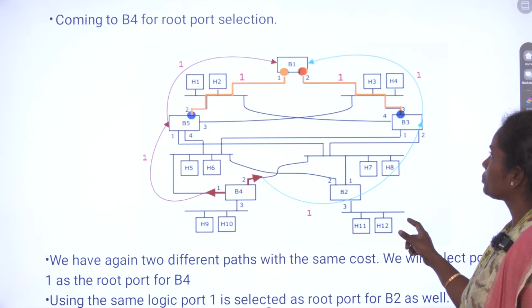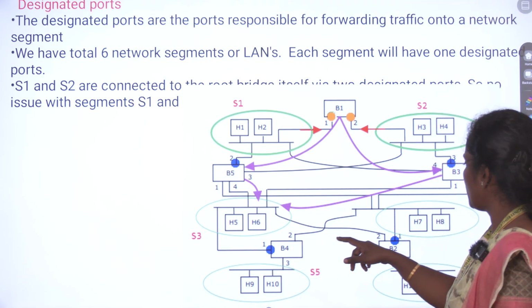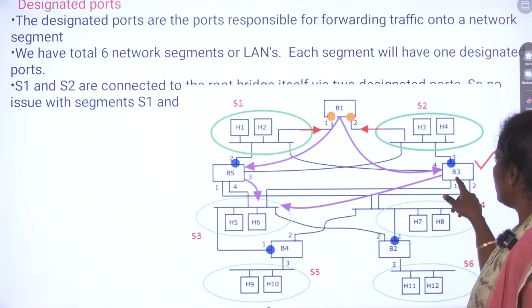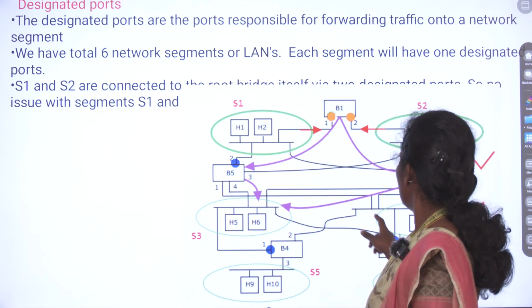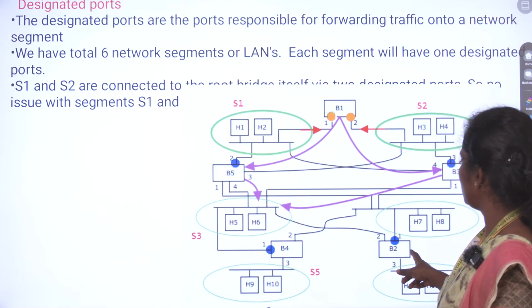Next, B2. For B2, we have to calculate the root port. In B2 also, in the same manner, it contains ports 1, 2, 3. First port is connected to B3 and then B1. Second port is connected to B5 and then B1. So I am choosing port 1 directly as the root port for this B2.